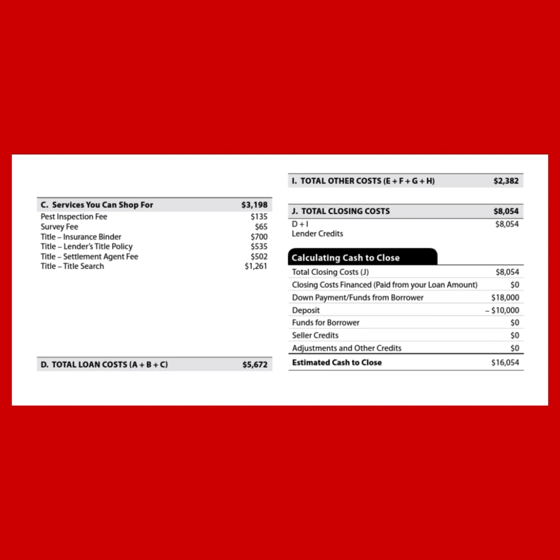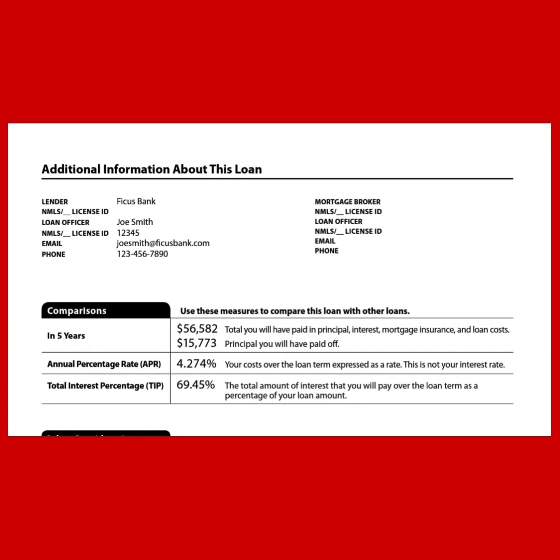Page 3 shows what happens in 5 years with your mortgage and the payments that you're making. Most people only retain a mortgage for 5 to 7 years, and then they either purchase or refinance. The APR here is a way of expressing your total cost as a percentage. It includes everything like appraisal cost, title cost, the overall cost in your 30-year term loan. Total interest percentage is the total amount of interest paid over the loan term.